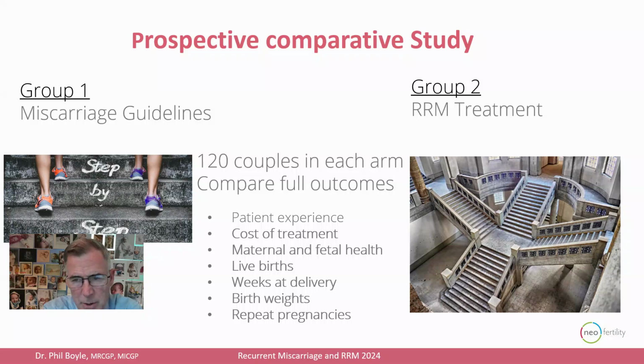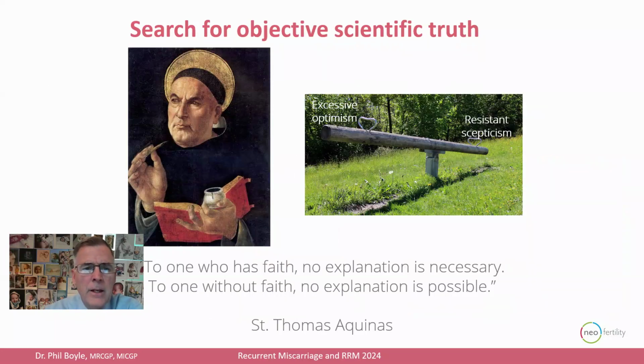What is the patient experience? What's the cost of investigations and treatment? What about maternal and fetal health throughout the process as well as at the end? What is the incidence of not just live births, but how many weeks were they at delivery? What's baby's birth weight? And what about repeat successful pregnancies, which is something that we'd be very strong on in restorative reproductive medicine. And let's objectively compare the outcome of the different treatment strategies and see how they fare.